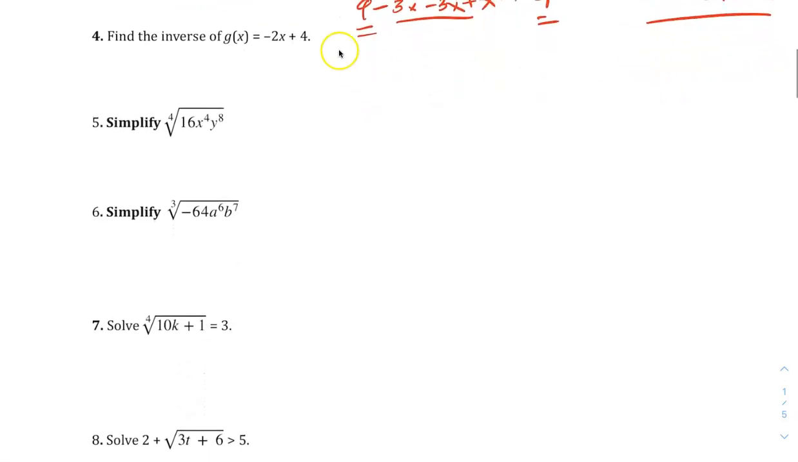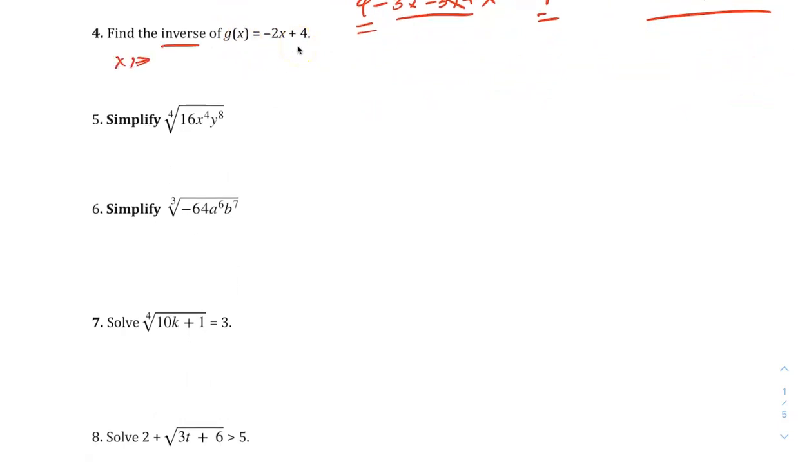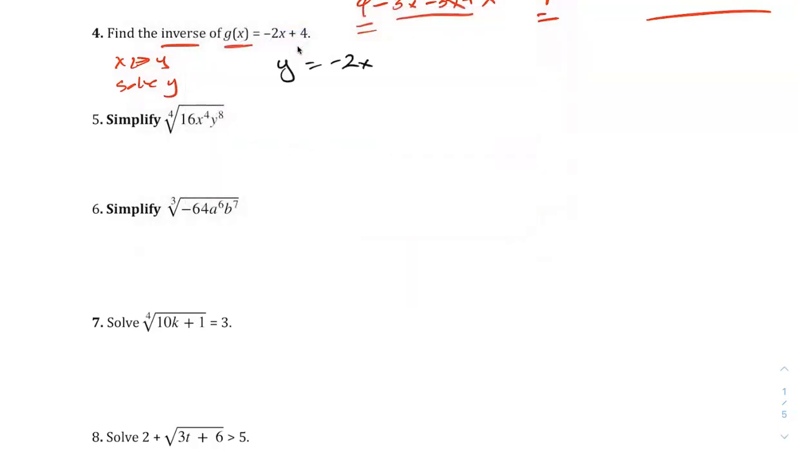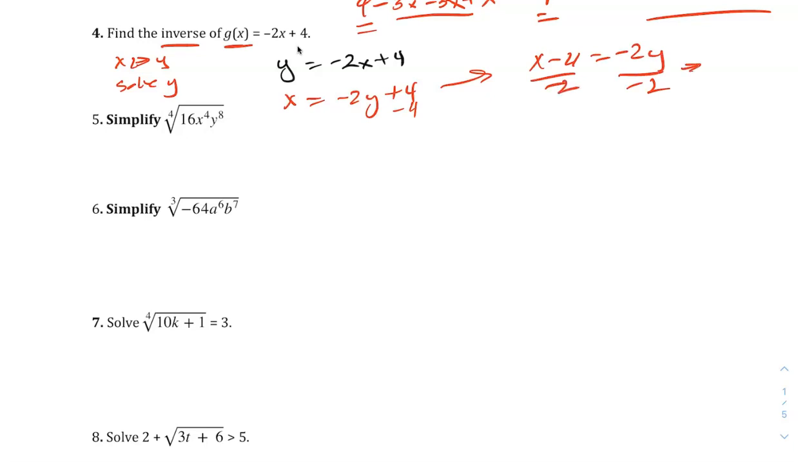Next one, find the inverse of g of x, which is this. So remember, when you find the inverse, all you gotta do is switch x and y, and then solve for y. Well, I have g of x now, so let's rewrite that to y. Y equals negative 2x plus 4. Then we're going to switch x and y. So we get x equals negative 2y plus 4. Then we just got to solve for y. So subtract the 4. Divide by negative 2. Then we get y equals x minus 4 over negative 2.